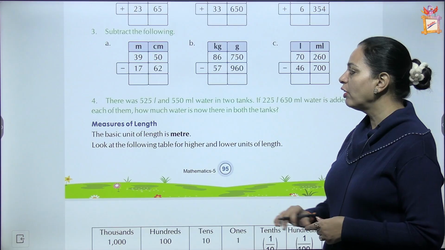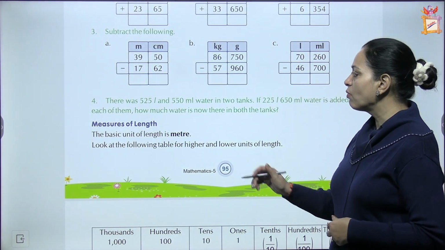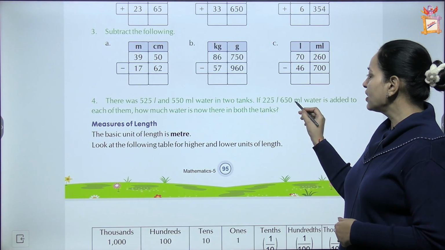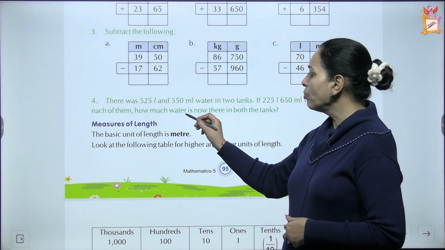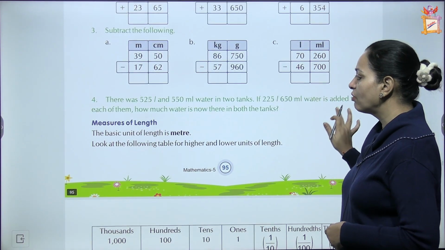Now the fourth one, there was 525 liter and 550 milliliter water in 2 tanks. If 225 liter, 650 milliliter water is added to each of them, how much water is now there in both the tanks? So you can try this one.